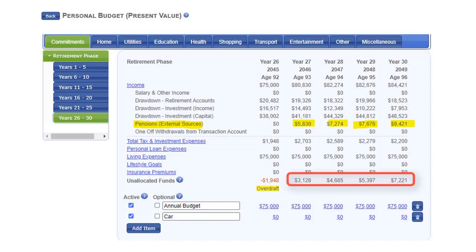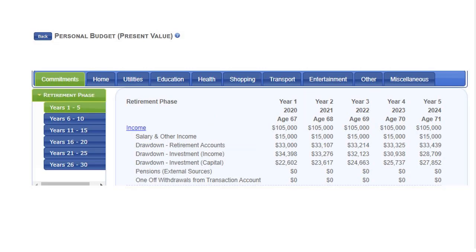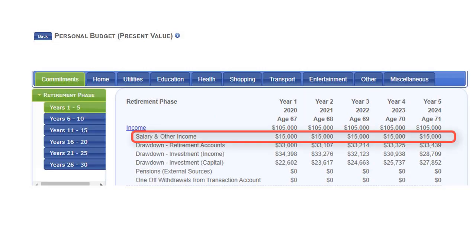It is always best to keep some money as unallocated funds. This is to meet any unexpected expenses. To rebalance your account, you can either reduce your expenses or increase the retirement income. In the first 5 years of the plan, John has increased his income by working part-time.